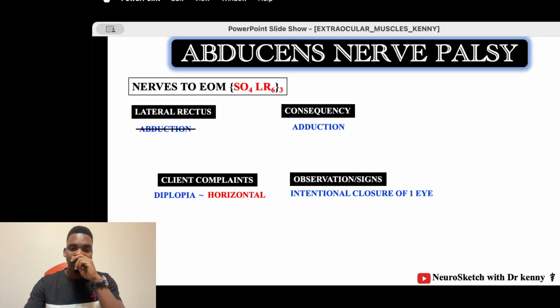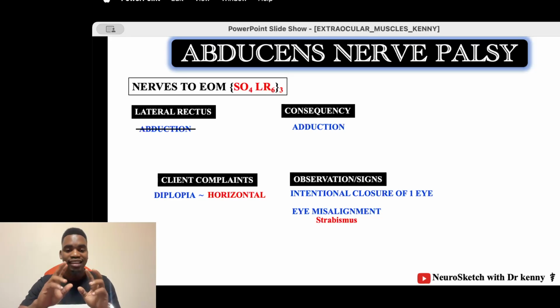Okay, double vision. But what else will you see? You can see the eye misalignment, and you see the eyes are located and pointing in different directions. This eye misalignment is what we call strabismus. Strabismus is another word for eye misalignment, meaning one eye is pointing in one direction and the other is pointing in a different direction. So they are misaligned.